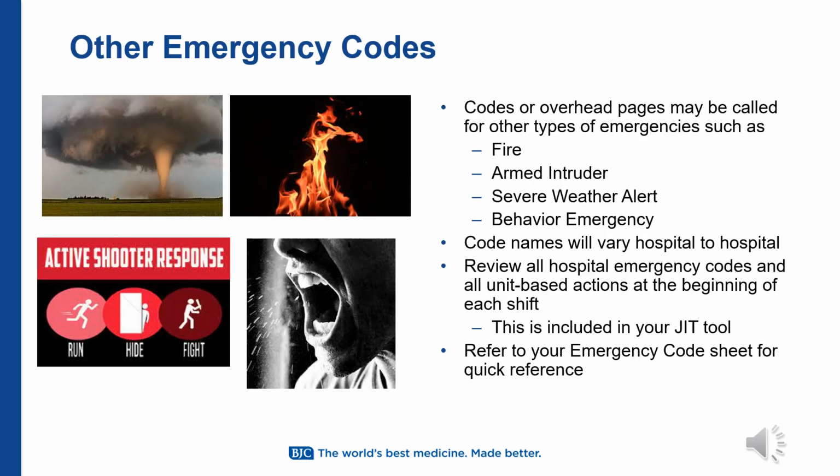Other codes or emergencies may be paged overhead. These could be emergencies such as fire, armed intruder, severe weather, or a behavioral emergency. Code names will vary from hospital to hospital. Review all hospital emergency codes and unit-based actions to those codes at the beginning of each shift. This is included in your just-in-time tool. Refer to your emergency code sheet for a quick reference.